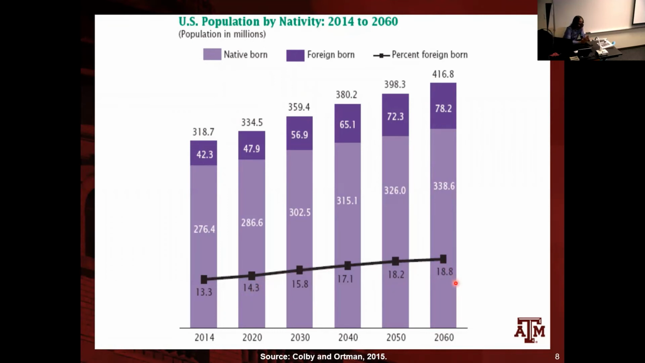So not really a huge increase, even with all this discourse of anti-immigration that we see in the country. And we're going to discuss a lot about this overall discourse that we see in the media about immigration. But when you look at the data, there is not really a surge of immigrants coming to the country, if we care about facts and science.